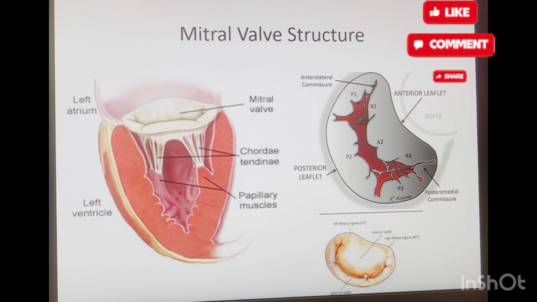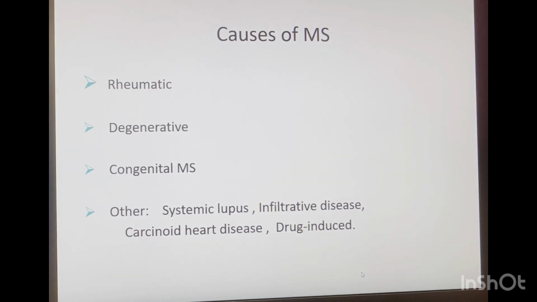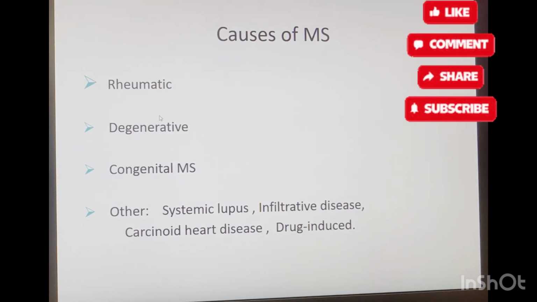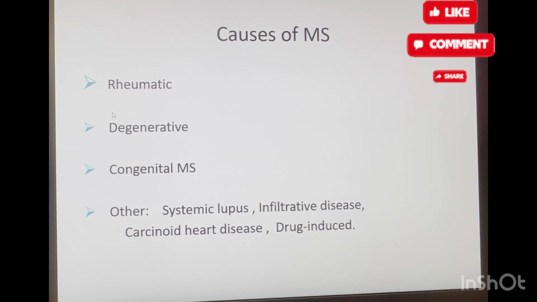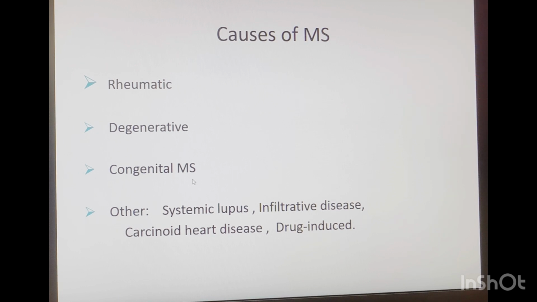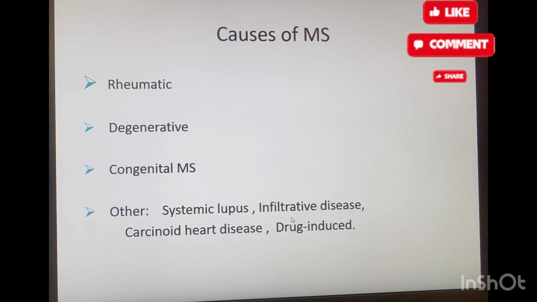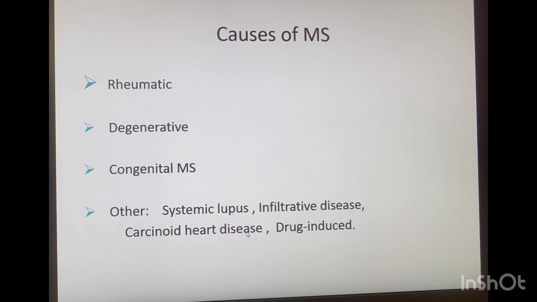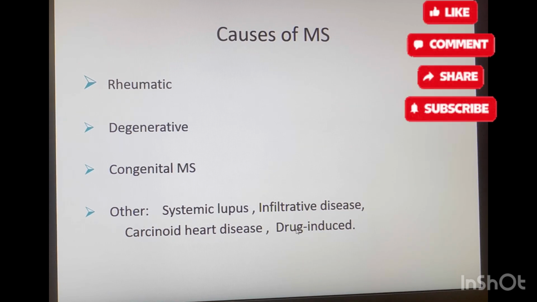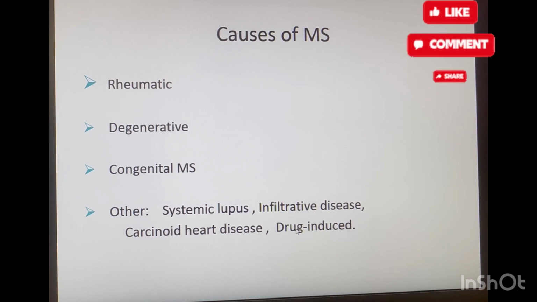If you look at this image, this is your bigger leaflet, which is the anterior leaflet, and this is your posterior leaflet. We come to the next topic, which is causes. I already explained that the most common cause is the rheumatic one, then degenerative, then congenital, and then some diseases, including lupus or infiltrative disease, carcinoid, or drug induced. So these are the main causes of mitral stenosis.